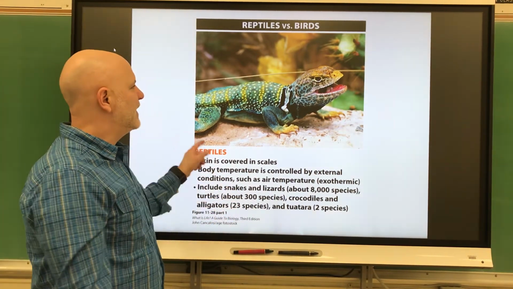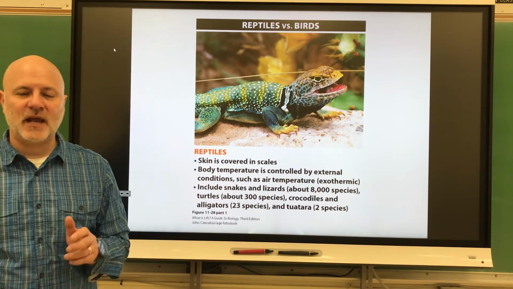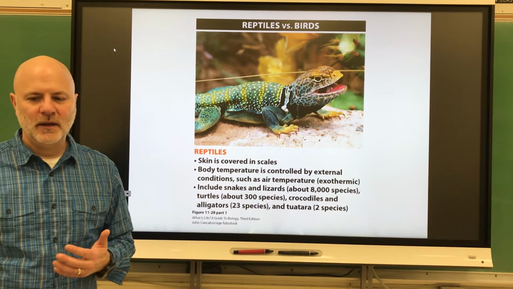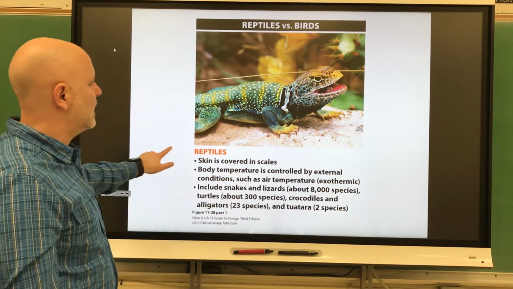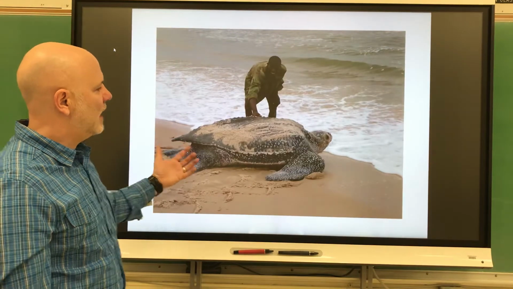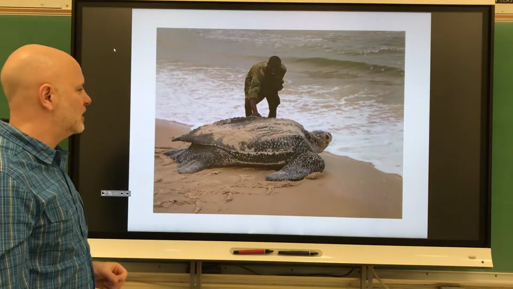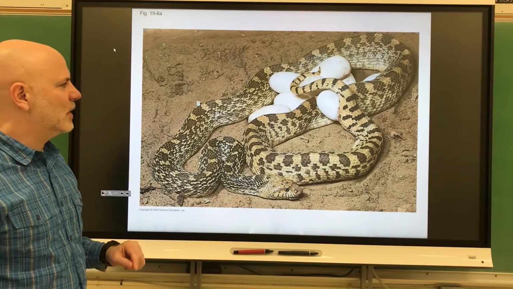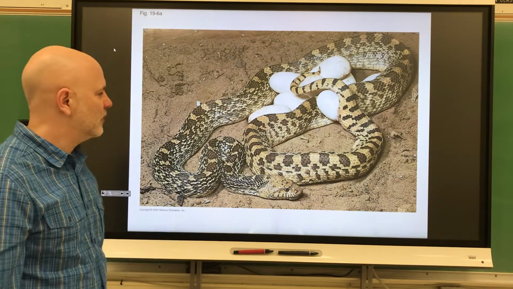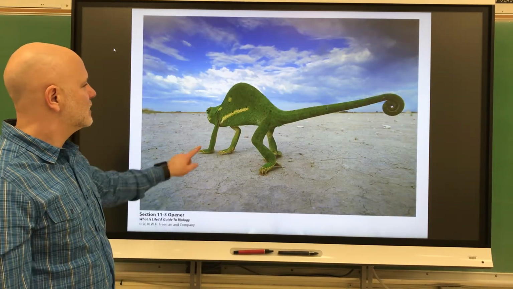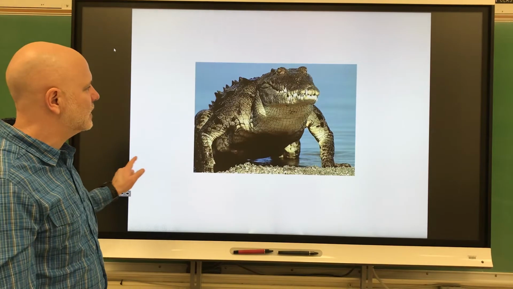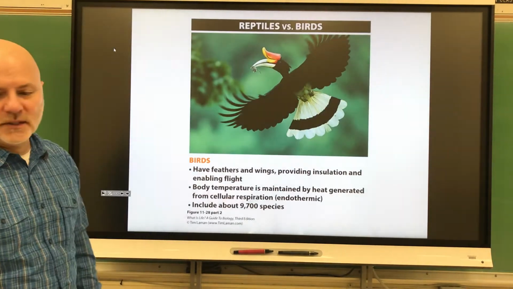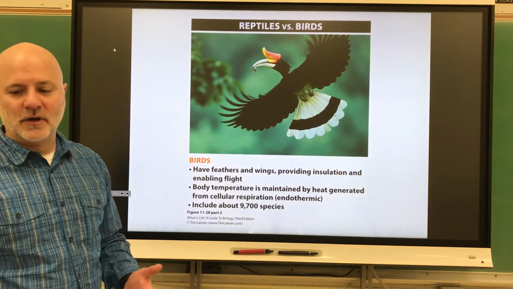All right. These guys are ectothermic. So this is an animal that warms itself mainly by absorbing heat from its surrounding environment. All right. And their skin is covered in scales. So this is showing a lizard here. This is showing a leatherback sea turtle. You can see how big they are. You can see this guy behind it. This is showing a bull snake, also known as a gopher snake, laying eggs. Here's a chameleon. Here's another lizard. Here is a crocodile.